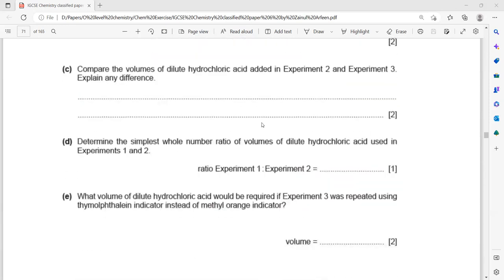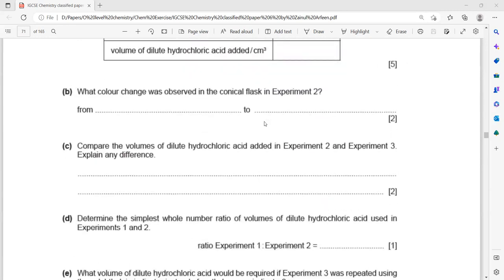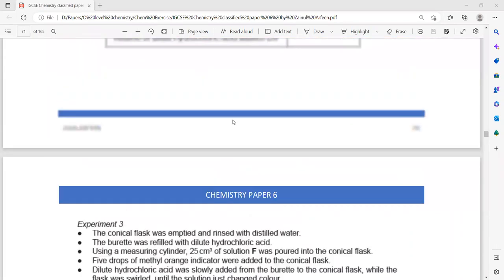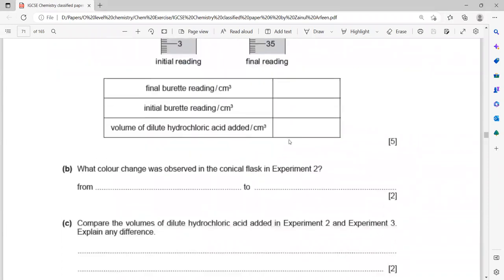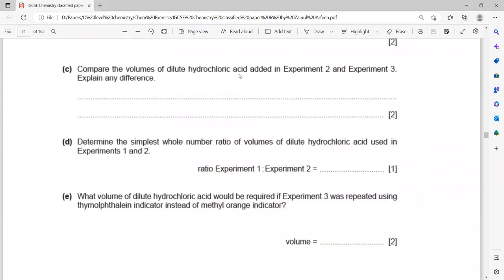Compare the volume of hydrochloric acid in experiment 2 and 3. Experiment 2, we took, it was 20.2, I guess, and experiment 3 was 30.6. Experiment 2, just a minute, let me confirm. You have to compare, like you have to take a ratio. This was 20.2 and this is 30.6. When I take the simplest ratio, I divide by the smallest value.